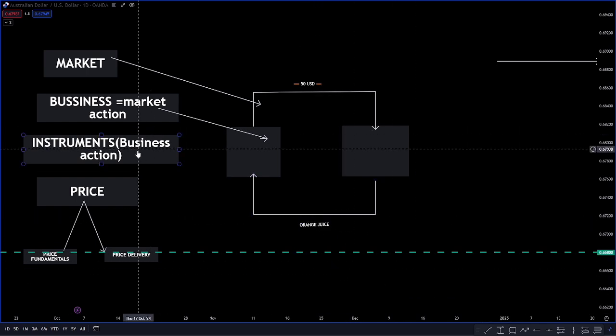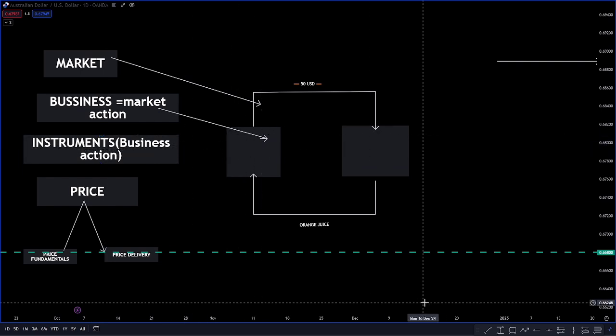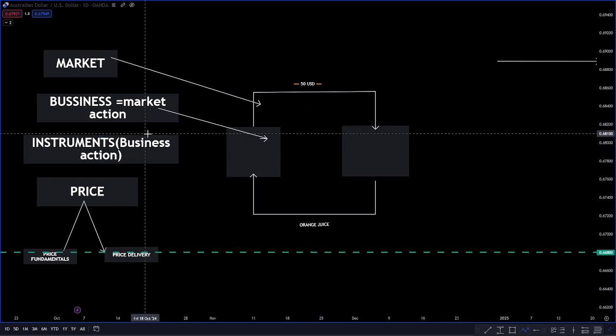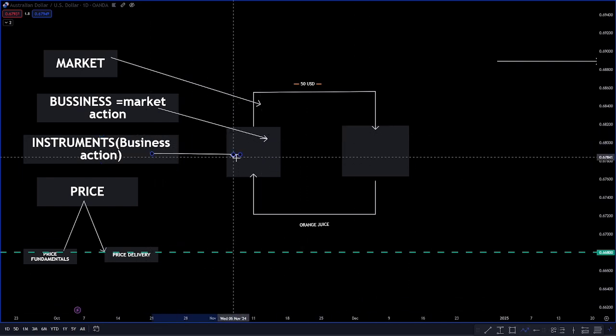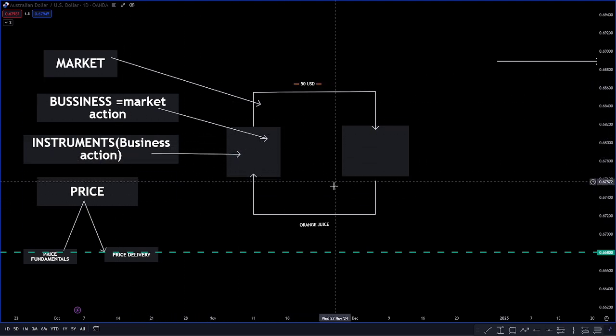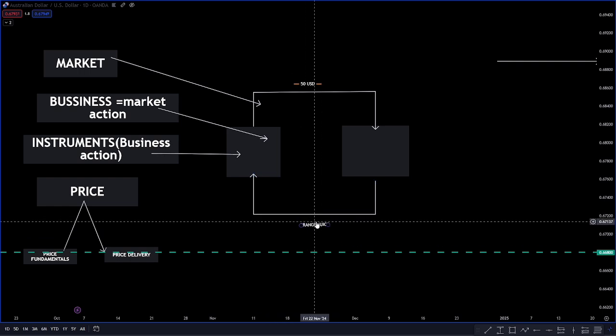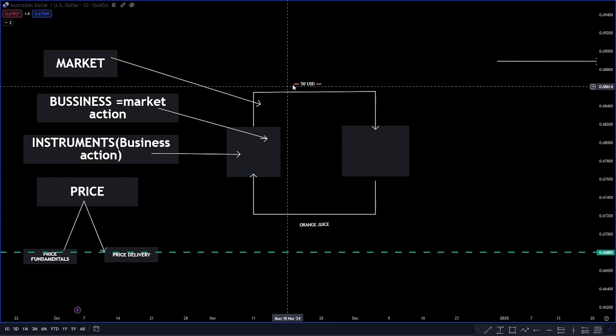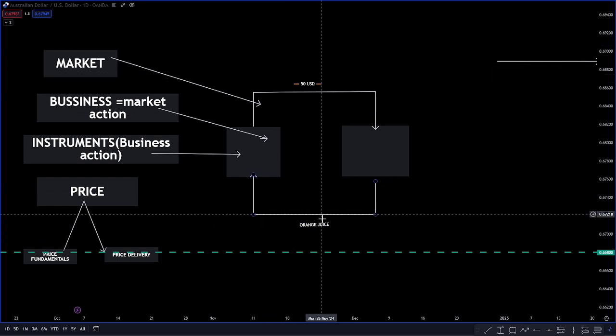And then we also have the instrument they used. The instrument has also been checked. That is 50 USD in exchange for orange juice. That was the instrument, the exchange resources.